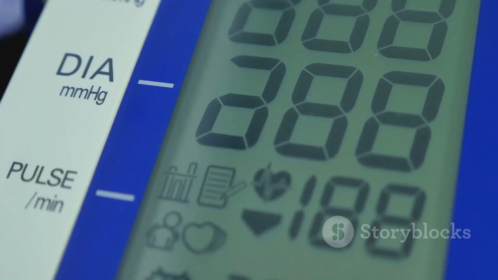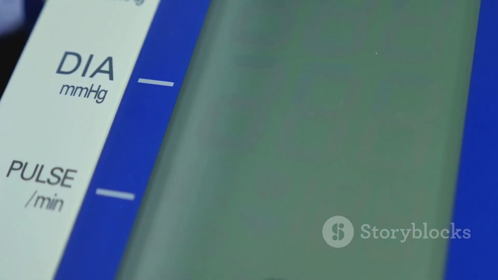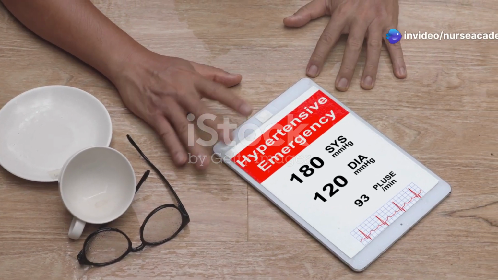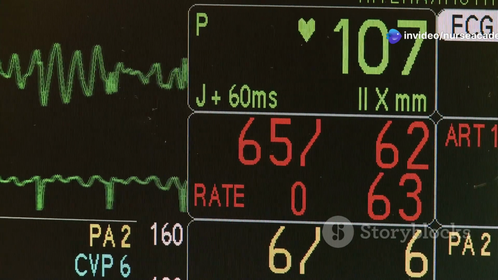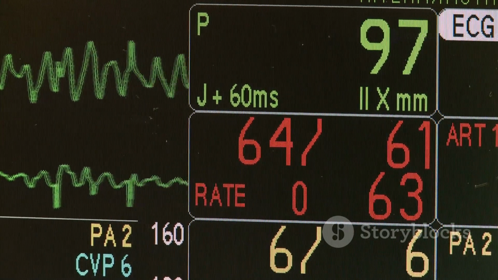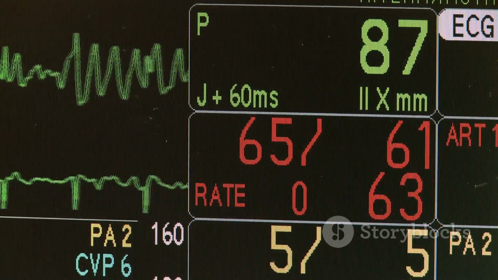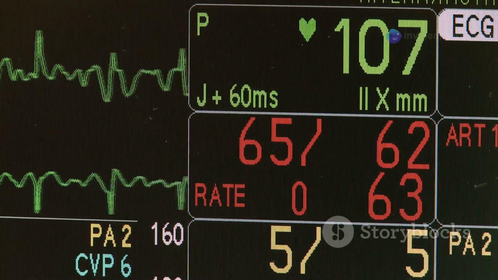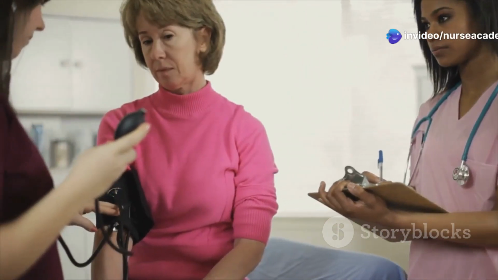A hypertensive crisis, which is over 180 over 120 millimeters of mercury, is an emergency and could lead to a stroke, heart attack, or organ damage. Hypotension, or low blood pressure below 90 over 60 millimeters of mercury, is often seen in shock, dehydration, or blood loss. Monitor blood pressure trends. A single high or low reading isn't always a cause for alarm.